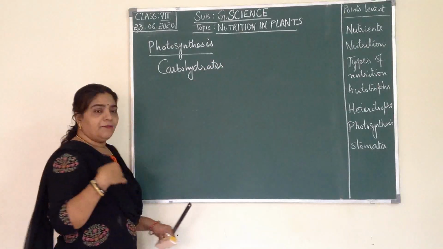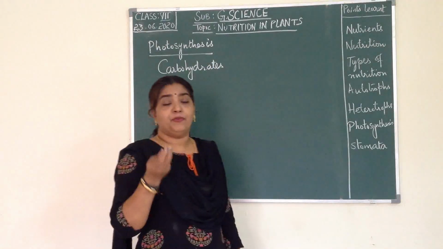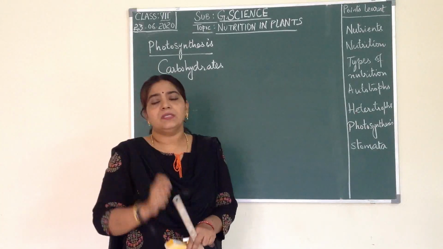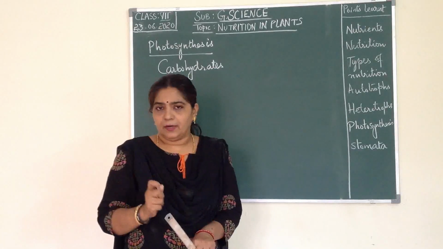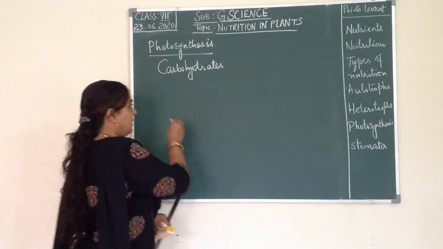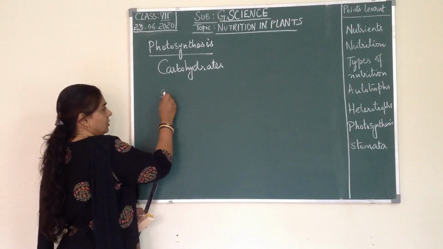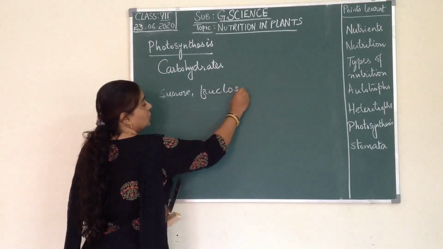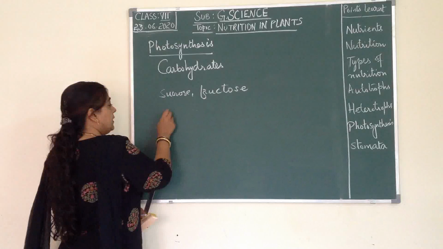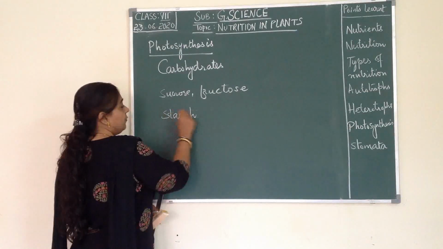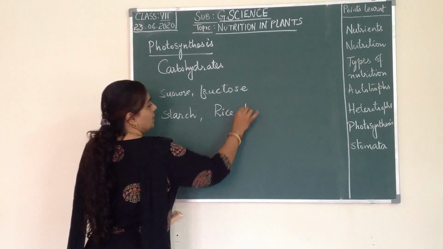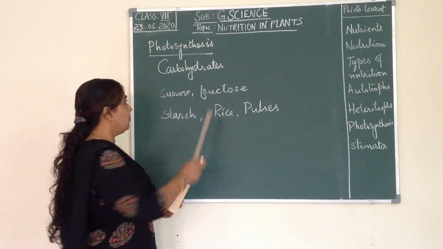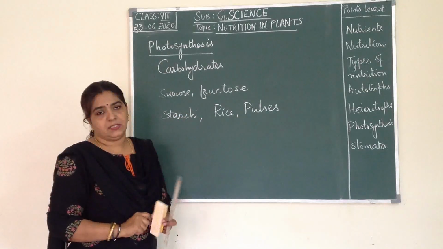So whatever we eat, for example, several fruits, vegetables, pulses, cereals, all these things we eat, what do they contain? All of them contain carbohydrate, there's no doubt, right? If you are taking fruit, it has sucrose or fructose, and the potato contains starch. And when we take rice, pulses, all these contain carbohydrates. So we obtain carbohydrate because of the photosynthesis process.